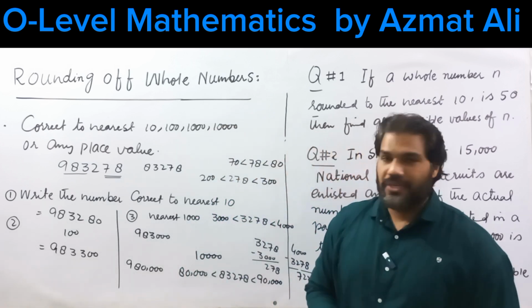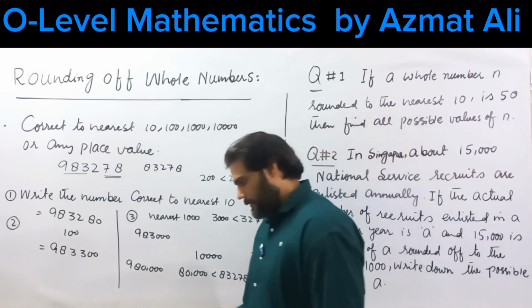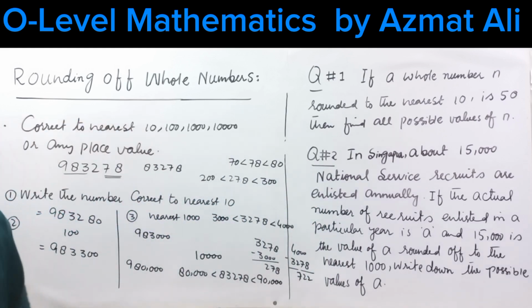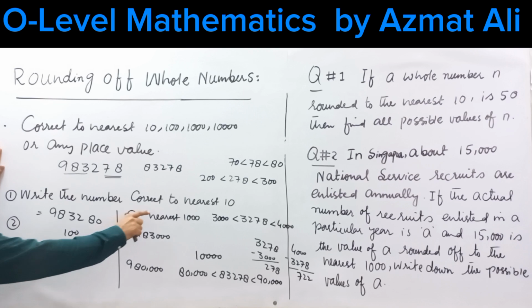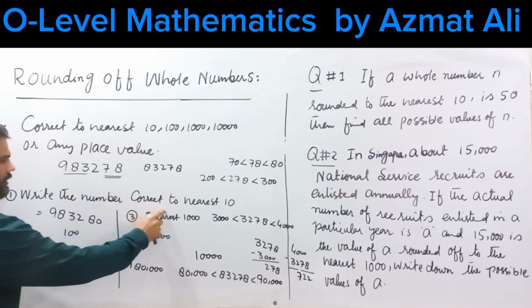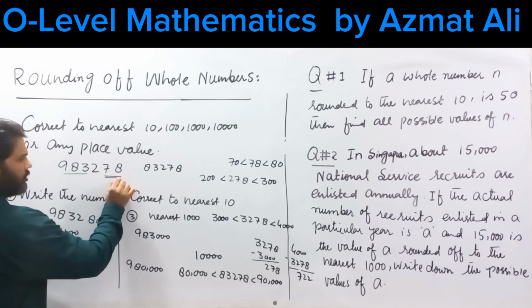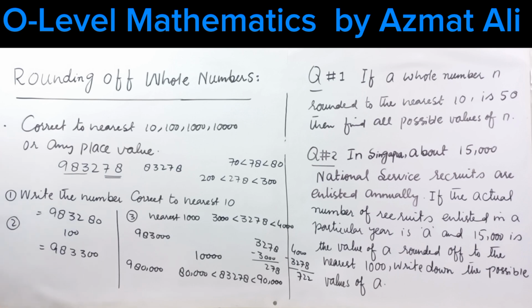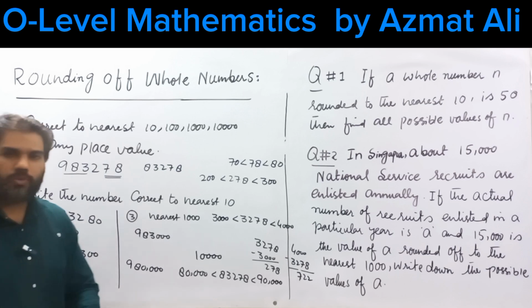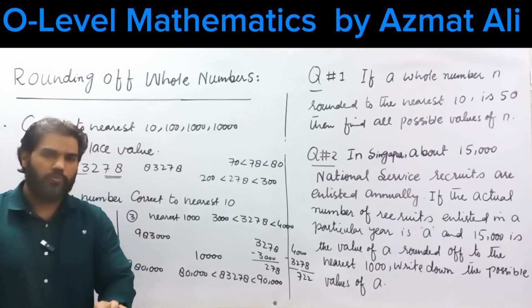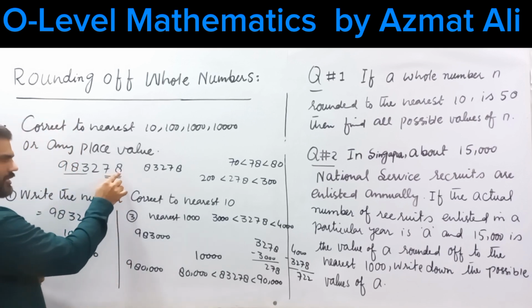Now the actual method says that, which may be unfamiliar to you. For example, we have to write the number correct to the nearest 10. When you have to write the number correct to the nearest 10, you will check what the unit digit is. The unit digit at this time is 8.